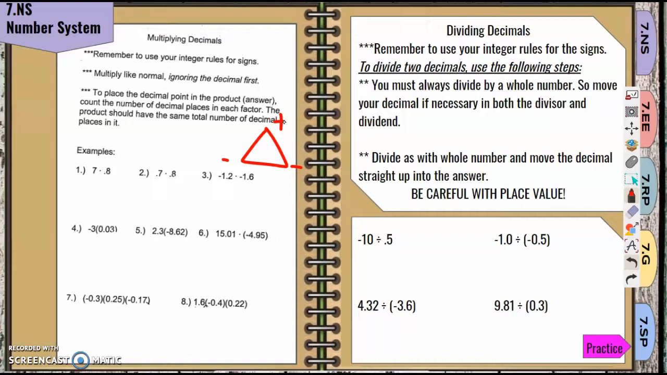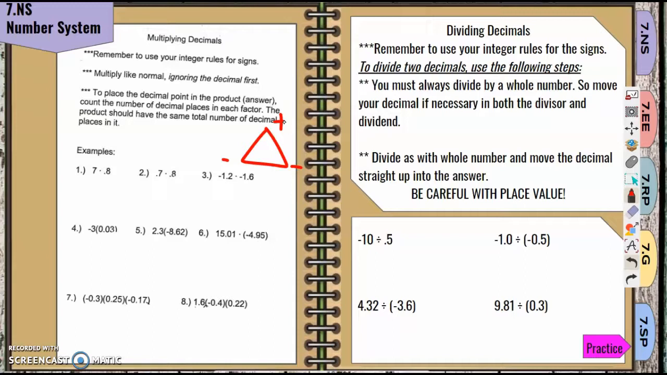To divide two decimals, use the following steps. You must always divide by a whole number. So move your decimal if necessary in both the divisor and the dividend. Divide as with whole numbers and move the decimal straight up. Be careful with place values.